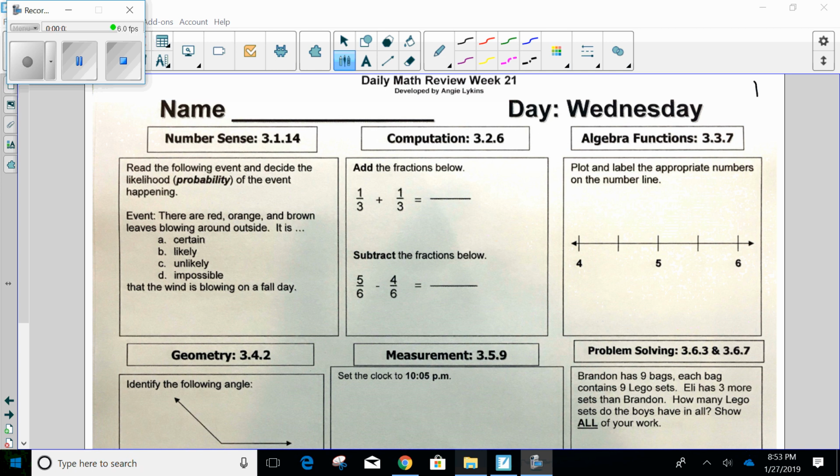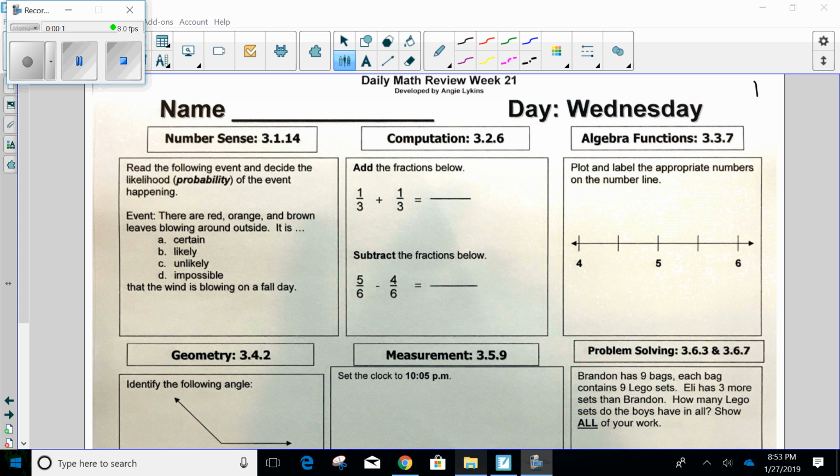We are getting ready to do our math boxes for week 21. It's Wednesday. Okay, here we go. Read the following event and decide the likelihood or probability of the event happening.